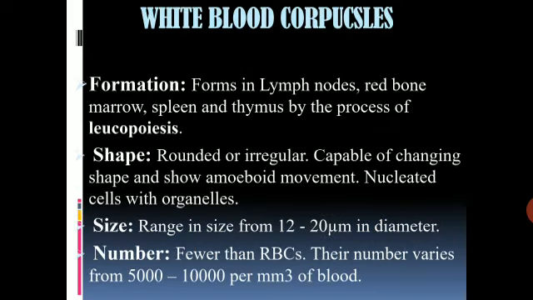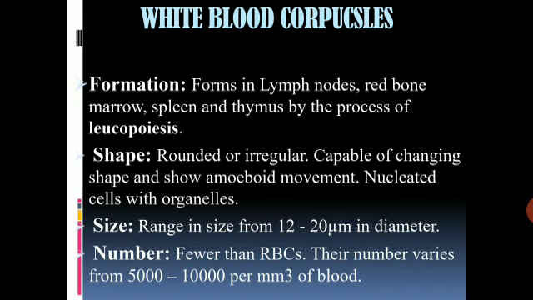Let's move ahead to the next type of cell called white blood cells. So white blood cells form in lymph node, and they also form in red bone marrow, spleen, and thymus by the process of leukopoiesis. In RBC, you have seen the process called erythropoiesis, because RBCs are called erythrocytes because of their red color, and this is called leukopoiesis. Why leuko? Leuko means white, colorless. So the WBCs are also called leukocytes.